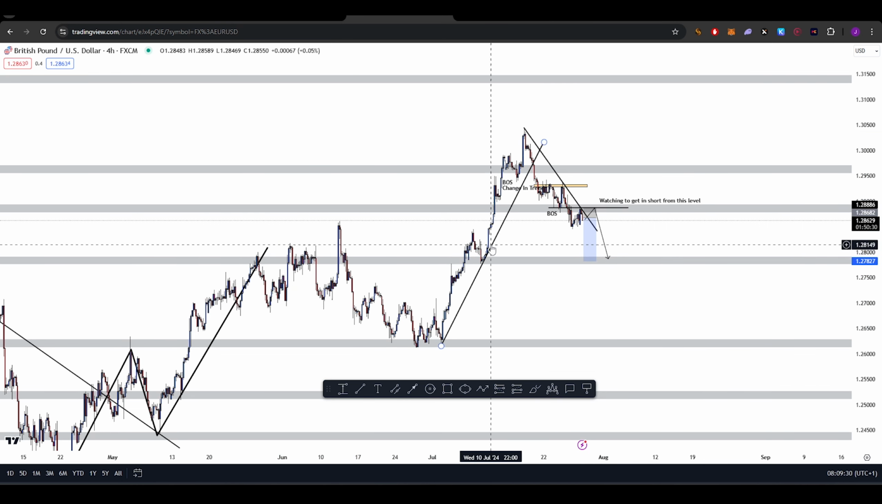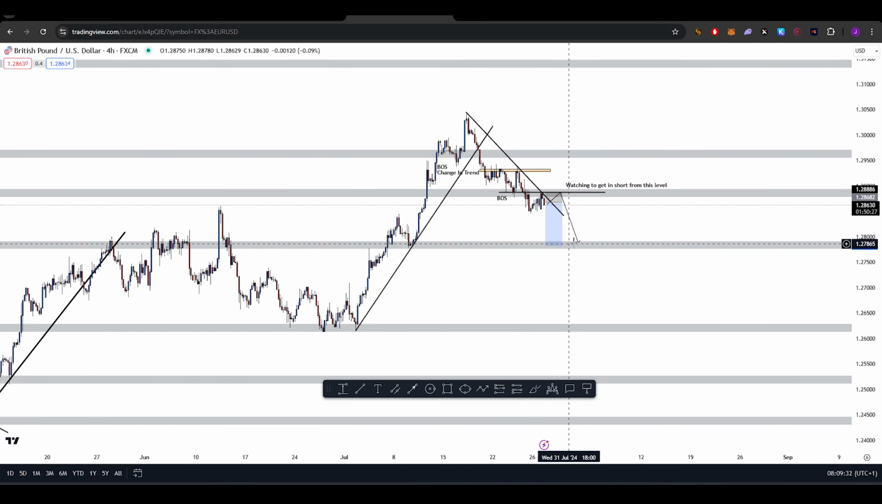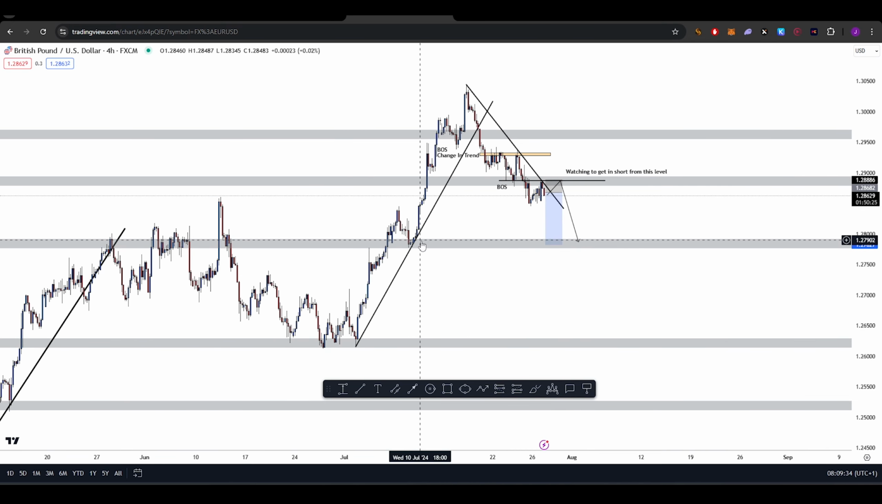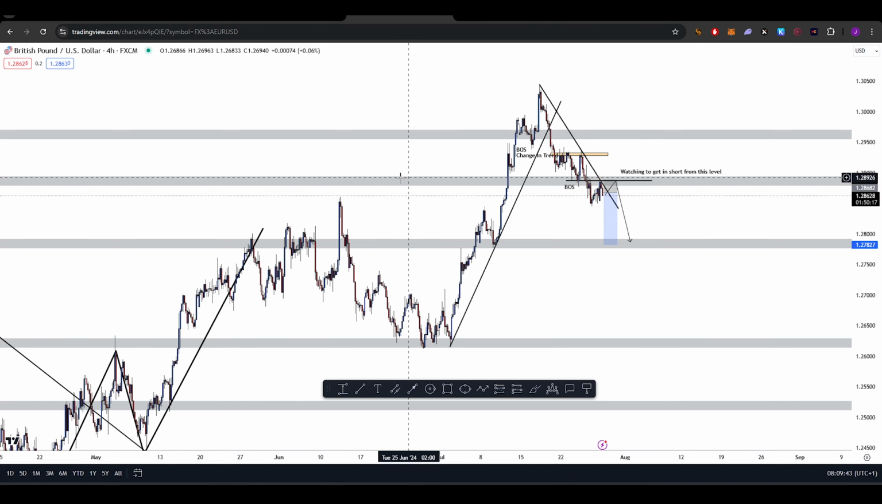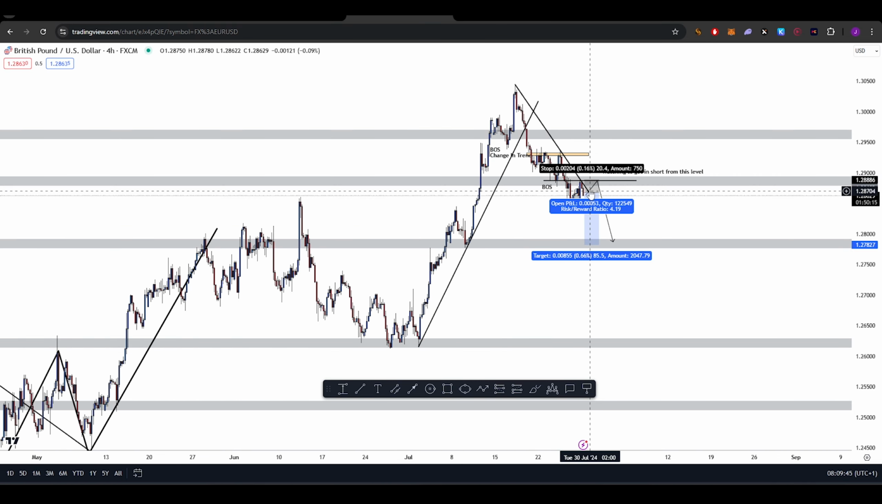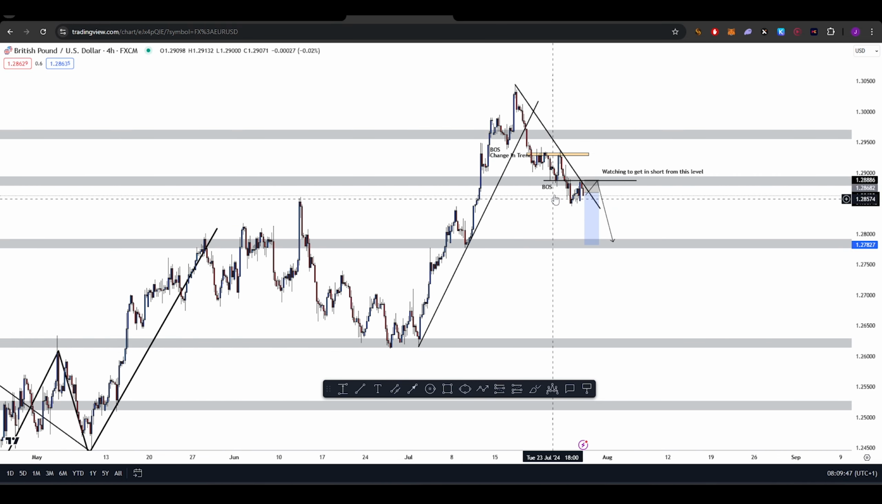Obviously first I need to see a break of structure. We saw a break of this trend line here. It's got a tap there, broken it, had a double top, then we broke that structure, and that confirmed this break of structure for me, combined with this break of this level of support, turned resistance, confirmed for me, okay, now I could look for shorts.